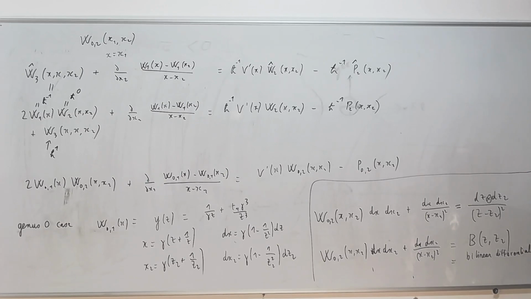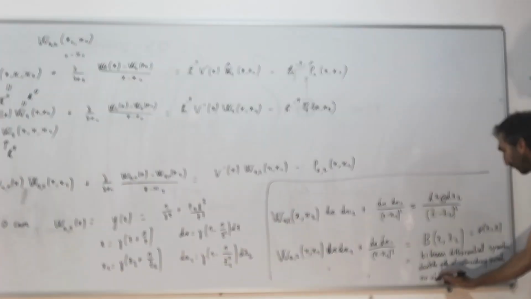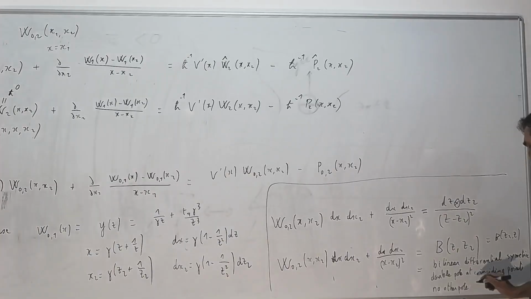It is symmetric. So it is equal to B of z2, z. And it has a double pole at coinciding points, which behaves in this way, and no other pole. On the Riemann sphere, this is unique. This completely characterizes this object.